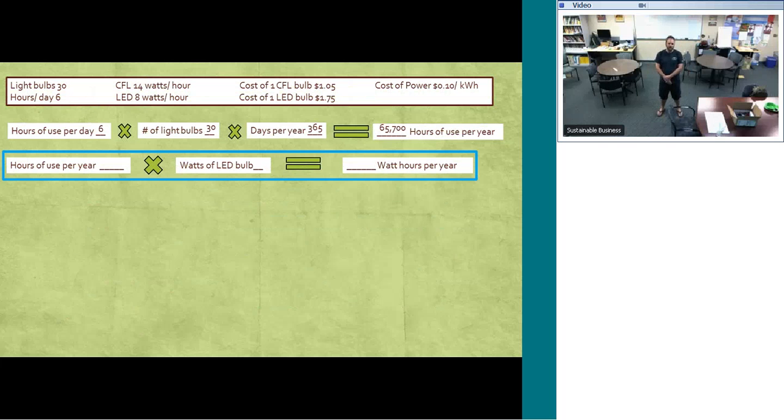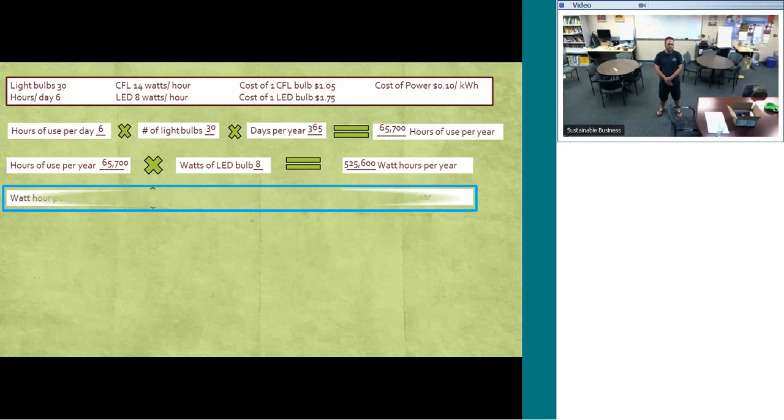We're going to take the hours of use per year times the watts of an LED bulb, which gives us the watt hours per year. 65,700 times the 8 watts for an LED bulb gives us 525,600 watt hours per year. We're going to divide that by 1,000 to give us the kilowatt hours per year. So 525,600 divided by 1,000 gives us 525.6 kilowatt hours per year.